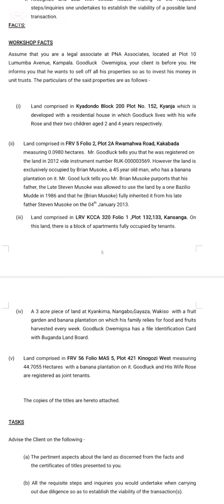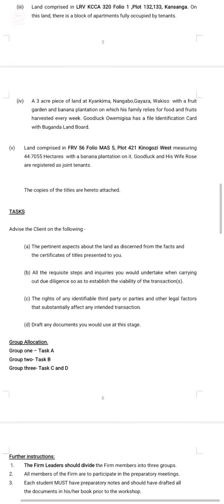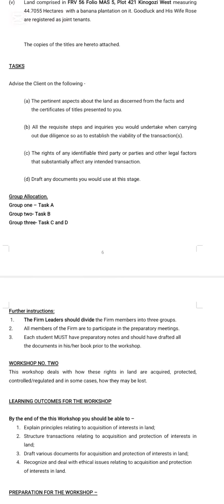Also, for the one with tenants, you have to obtain consent, or you have to give notice, before you proceed to buy this building. So basically, that's how we look at pertinent aspects of these different titles. You look at the description of the property, you look at ownership, and if there are any other conditions or covenants. All the requisite steps and inquiries you would undertake when carrying out due diligence so as to establish the viability of your transactions. Of course, under regulation 2, subregulation 2 of the Advocates Professional Code of Conduct regulations, any lawyer, as an advocate, has a duty to conduct proper due diligence. So this due diligence must be conducted properly.